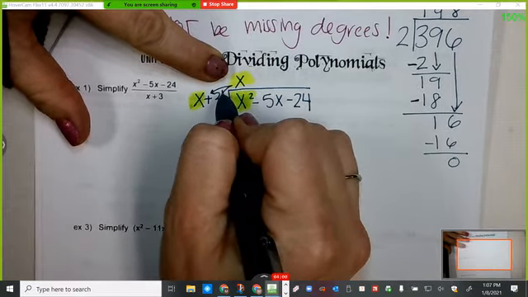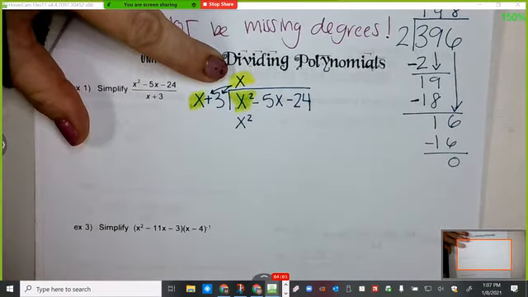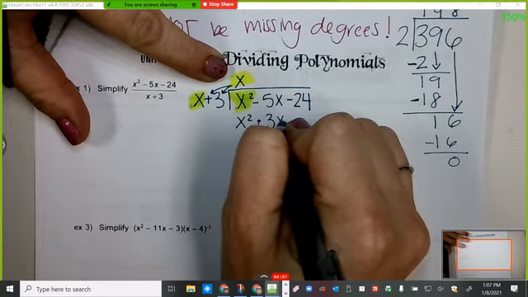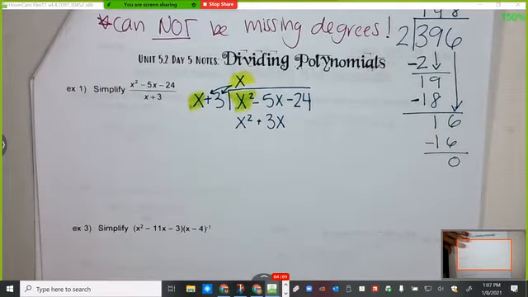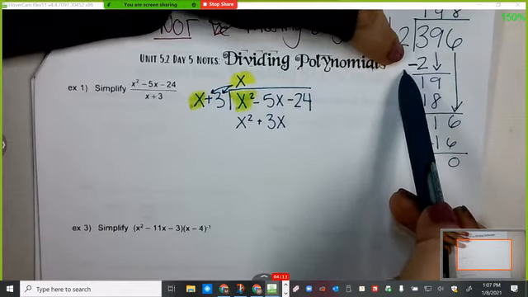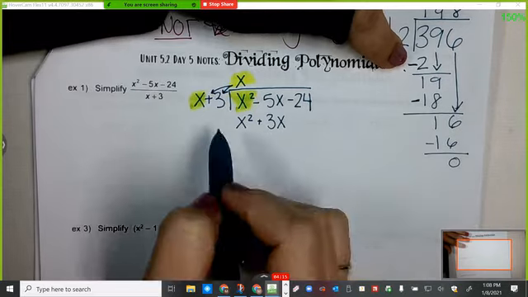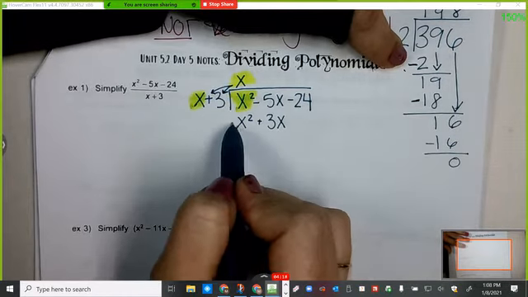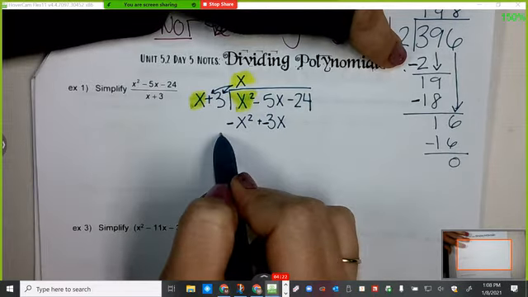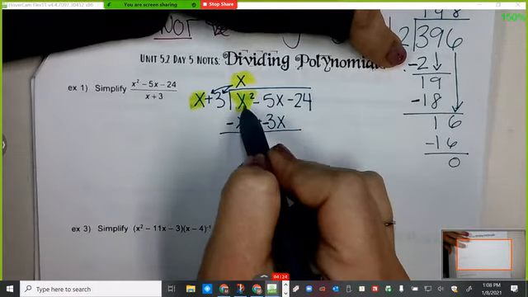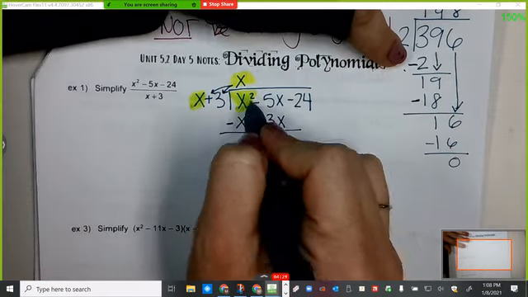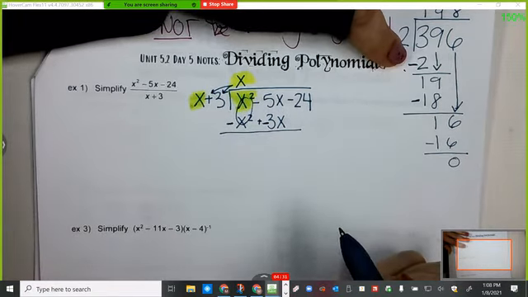X times 3, because 3 is a part of our divisor, so we have to multiply. X times 3 is positive 3x. Everybody okay with that? After we multiplied by a divisor, what did we do? We subtracted. I have to subtract this whole thing. So subtract this and this. This first one should always cancel if you did it correctly. Okay? X squared minus x squared is 0. It canceled, so we did it correctly.